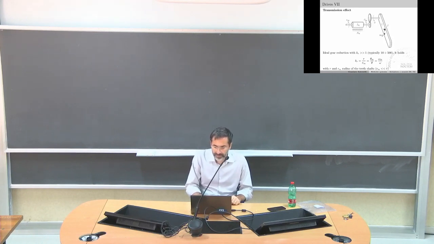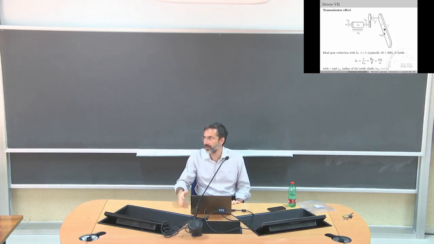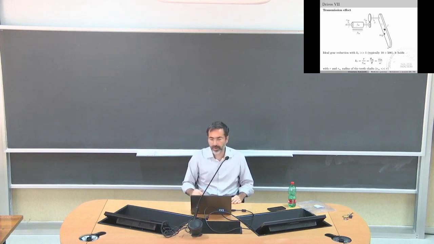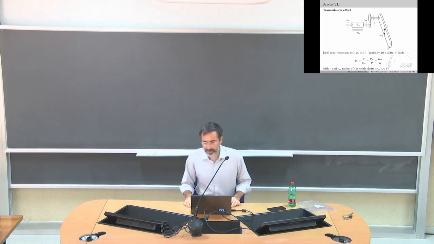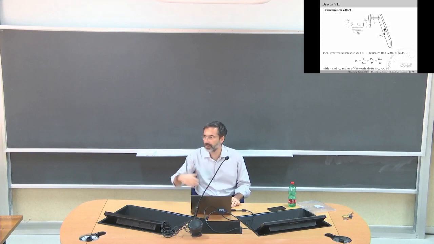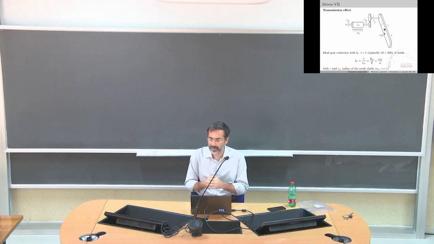Then we have the transmission with a certain reduction. The order of magnitude of the reduction is between 10 and 500. And then we have our link. The theta here is the joint position. It's the same variable that we use for the Denavit-Hartenberg convention in order to represent the joint position. Our link is characterized by a certain inertia and a certain center of mass.